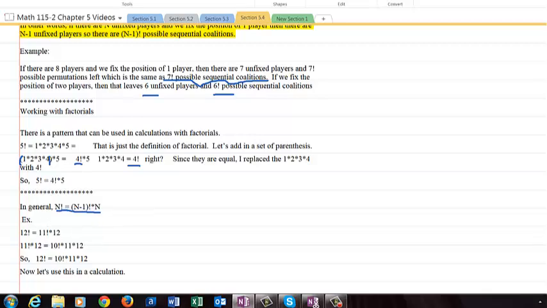Another example, 12 factorial equals 11 factorial times 12. We can do it again. 11 factorial equals 10 factorial times 11. So 11 factorial times 12 equals 10 factorial times 11 times 12. So if you put this together from beginning to end, 12 factorial equals 10 factorial times 11 times 12. Now let's use this in a calculation.